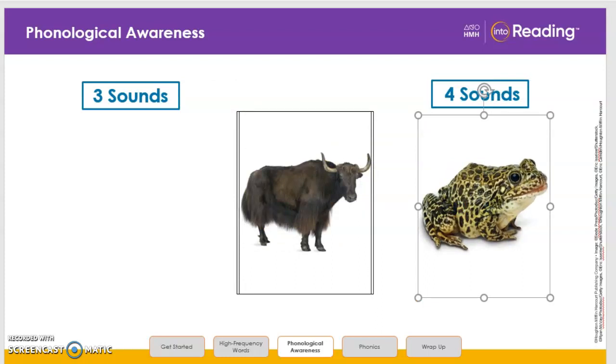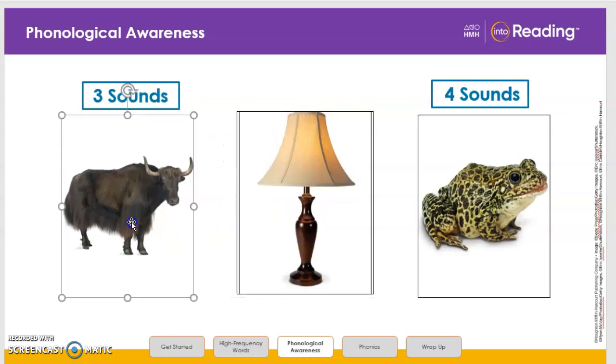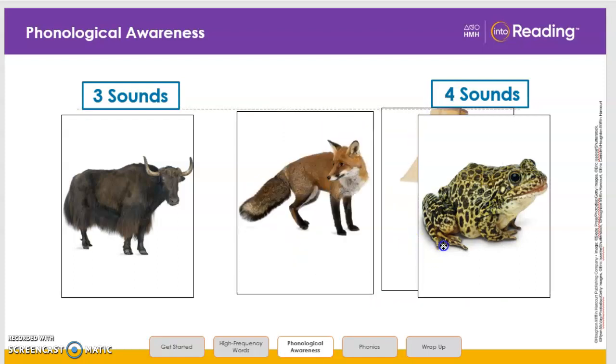Now let's continue with the rest of the words. Look at yak. What sounds do you hear in the word yak? How many sounds does yak have? That's correct. It's 3 sounds, yak. Now let's look at lamp. Lamp. That should go over in the 4 sound category.